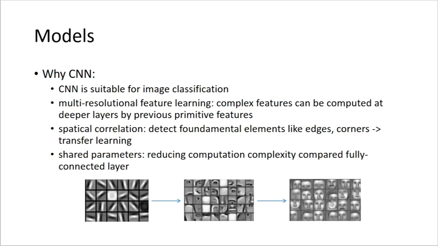The second reason is because CNN take advantage of the spatial correlation between images. They can detect fundamental elements like edges and corners. So we can easily use a model someone else has trained as a pre-model in our own training. Later, we will show a case where we use ResNet 50 and the parameters tuned on ImageNet in our own training. The third reason is because they use filters to share parameters, so the computation complexity has been reduced.